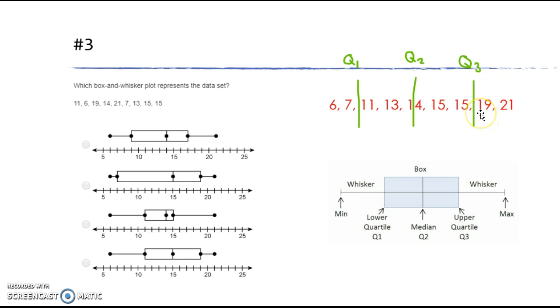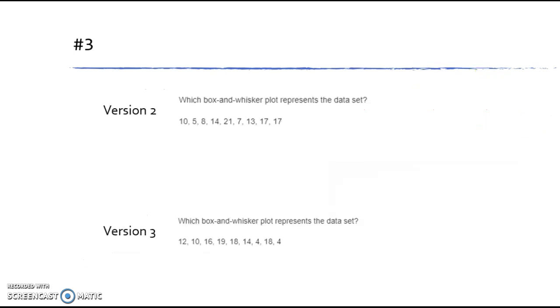If you notice, our quartiles split our data into equal sections. I have 2 values, 2 values, 2 values, 2 values. That's what quartiles do to our data. Versions 2 and 3 of this question, same steps, different box and whisker plots that you'll be matching up to.